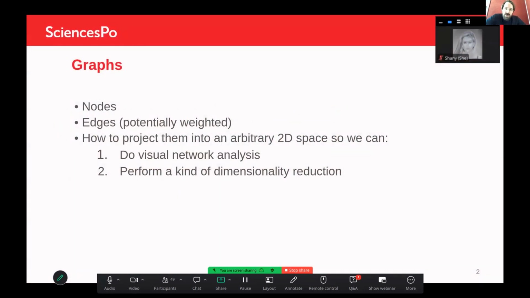So I guess you all know what a graph is, mathematically speaking. So we have nodes on the one side and edges that link two nodes, and those edges are potentially weighted. It's another way to look at an adjacency matrix. And the usual question is, how can we project them into an arbitrary 2D space? Because sometimes we want to display them as a map so we can explore them. And sometimes we want to do that because it's a way to perform a kind of dimensionality reduction.